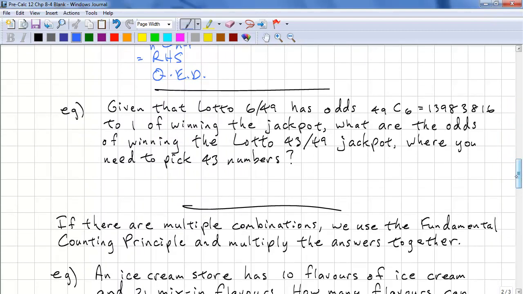Now, given Lotto 6/49 has odds of 49 choose 6, is roughly 14 million to 1 chance of winning the jackpot. What are the odds of winning Lotto 43/49 jackpot, where you need to pick 43 numbers? And your answer is 13,983,816 to 1. It's the same, because 49 minus 6 is 43, and we just proved that.